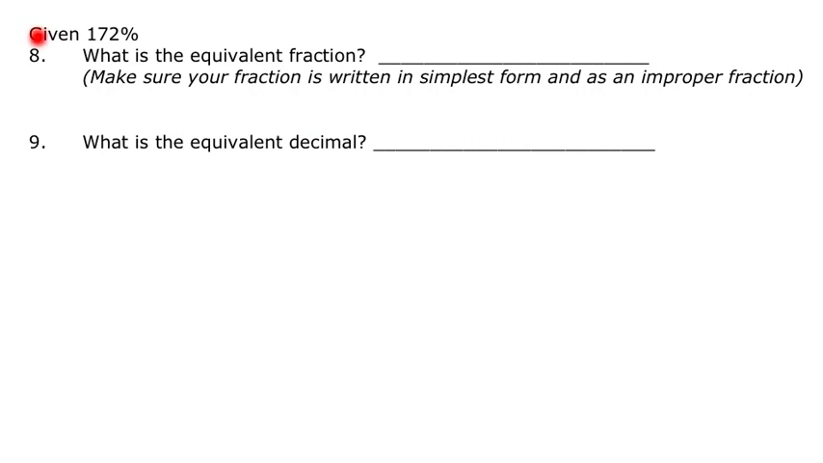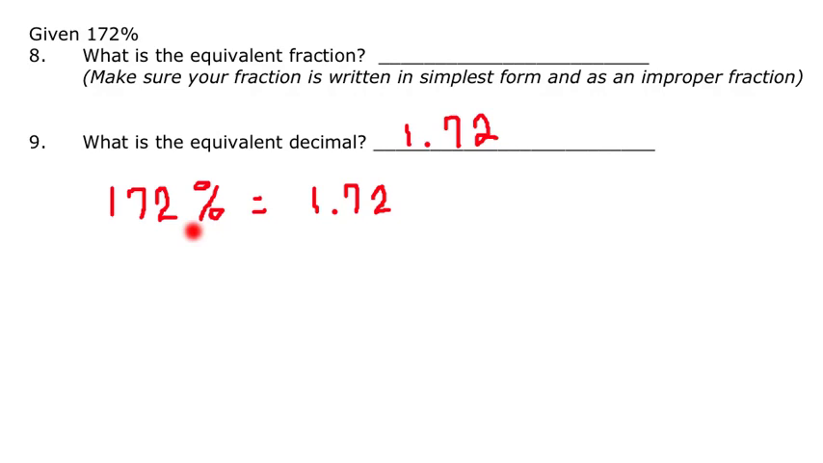Question number 9. Given 172%, what is the equivalent decimal? To convert a percent to a decimal, you need to swoop the decimal 2 places to the left. So in this case, 172% is equal to 1.72.